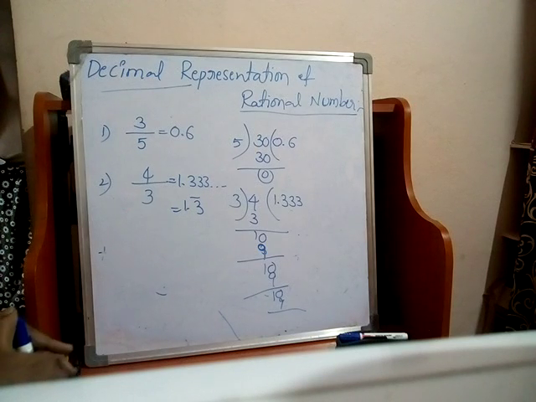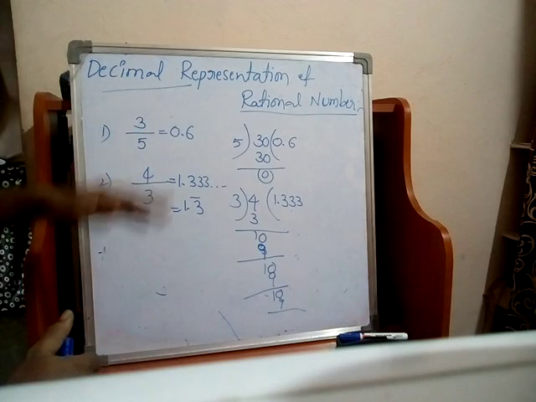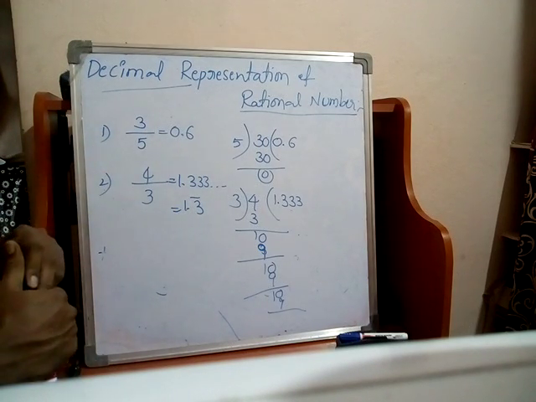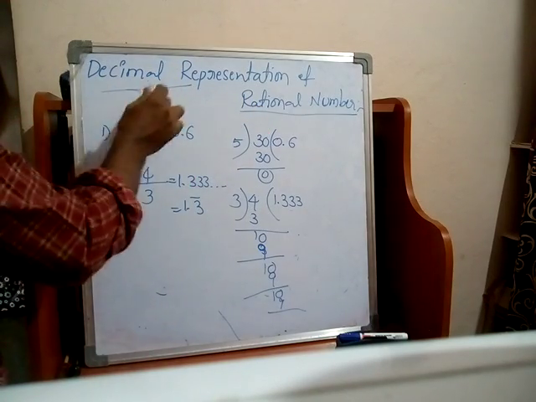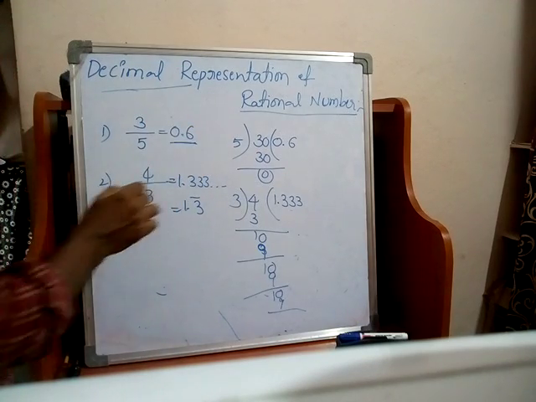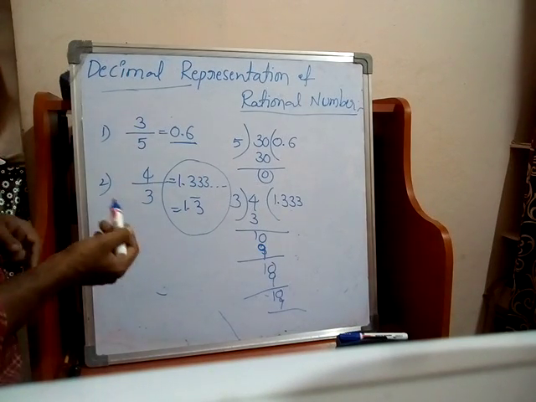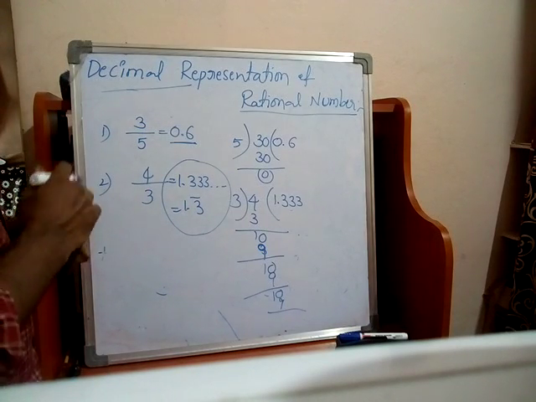Observe here, this is a decimal, this is also a decimal. So what is the difference? Some difference is there. Every rational number can be expressed in the form of decimals. This decimal is called a terminating decimal. This decimal is called a non-terminating decimal. So decimals are of two types: terminating decimal and non-terminating decimal.